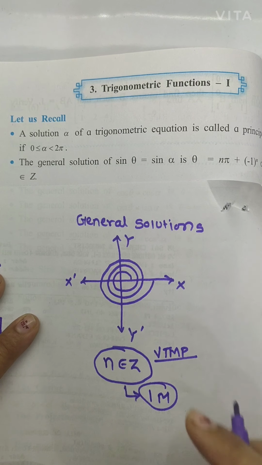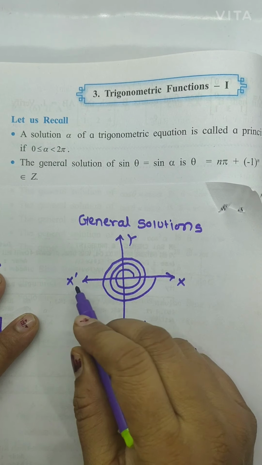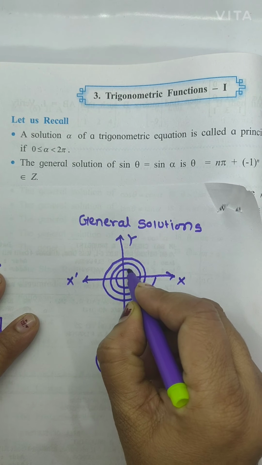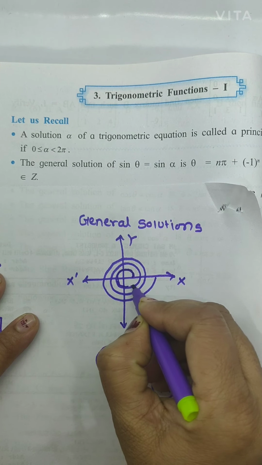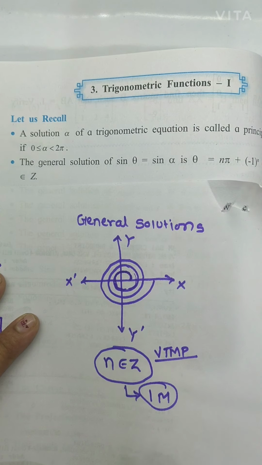Now just see what is meant by general solution. If I have an xy plane like this, my x-axis is like this and y-axis is like this, and I am going to rotate from the beginning, and I am rotating again and again up to infinity. So there are infinite general solutions we will get.